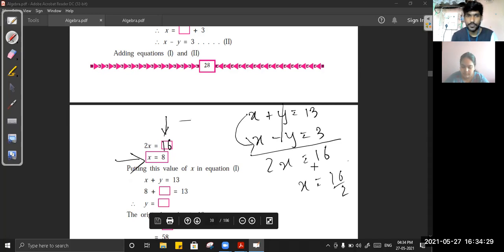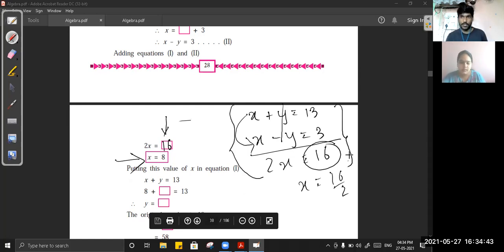But then what will you write here? 2x is equal to 16, right? Yes, 16 here. You see here, we are getting 16 after adding. So 2x is equal to 16. Okay, in the bracket, just do this on the side in your rough work for you to understand. Yeah, I did it. Okay.